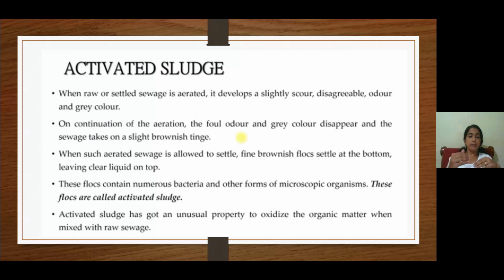This is the major process involved in activated sludge. When raw or settled sewage is aerated, it develops a slightly disagreeable odor and a grey color. With continued aeration, this foul odor and the grey color disappear, and the sewage takes on a brownish tinge. When such aerated sewage is allowed to settle, fine brownish flocs settle at the bottom of the secondary clarifier, leaving clear water at the top. These flocs are known as activated sludge, and activated sludge has an unusual property to oxidize organic matter when mixed with raw sewage.